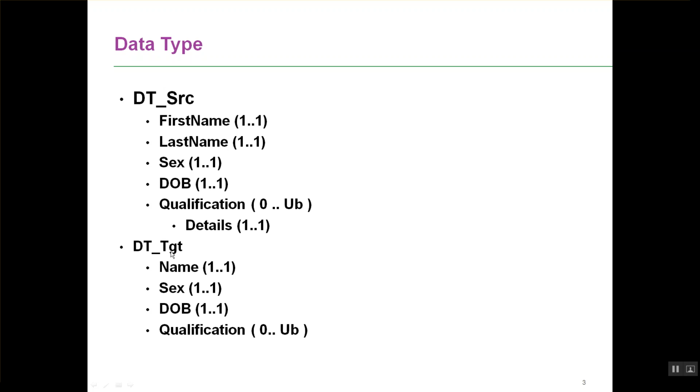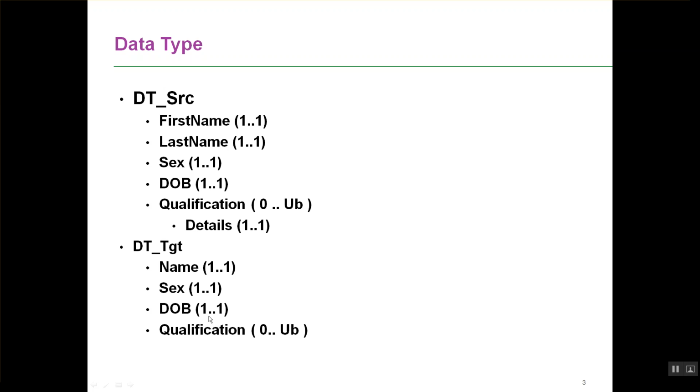In the target, when PI is pushing the file out, the requirement is there's just one name field. There's no first name, last name, but the expectation is that the first name and last name will be concatenated and put into one field called the name field. Then you would do the sex mapping, and then the date of birth mapping. And finally, there's one change. Within the qualification tag, you had a details tag, but here within the qualification, you don't have anything. It is just a direct mapping.